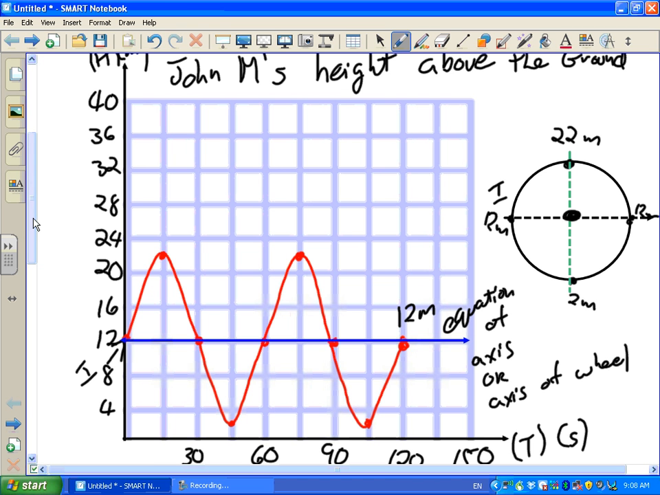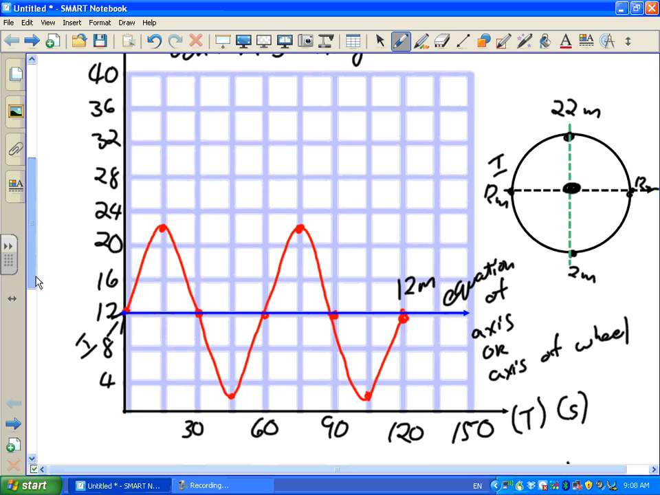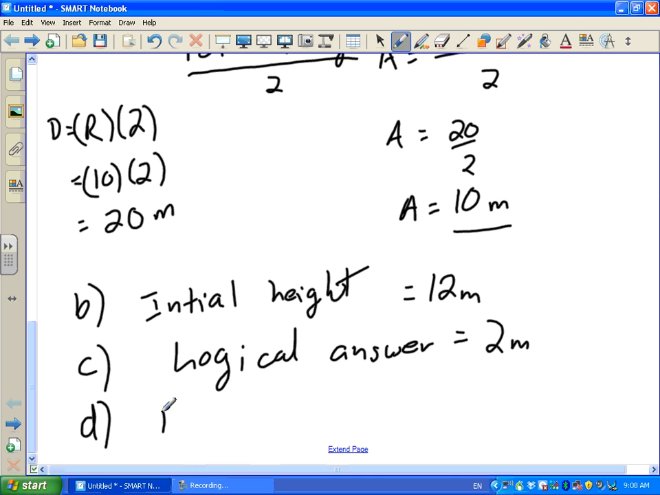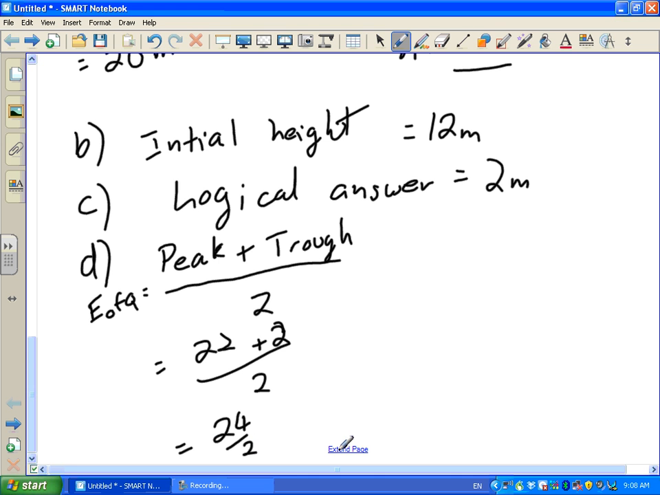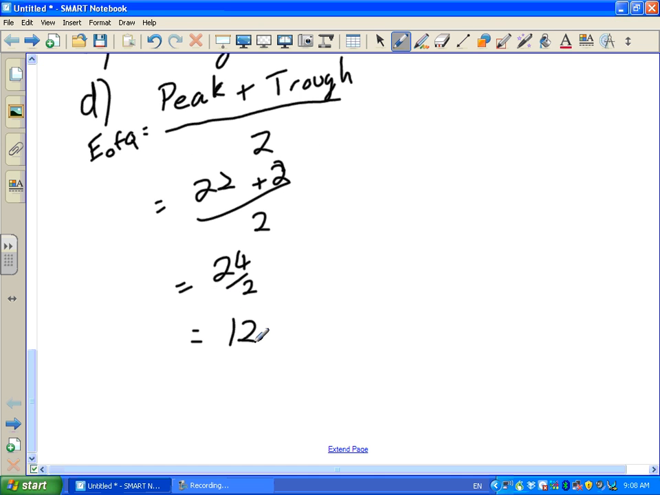How else could I find that? Anyone else know? Ian? Yes. Okay. Equation of the axis is also our peak plus trough divided by 2. So try not to get those two confused for amplitude and equation of the axis. We're going to call this EQ. Our peak was 22. Our trough was 2. 22 plus 2 is 24, divided by 2, 12 meters. So that's another way we could have found the equation of the axis.